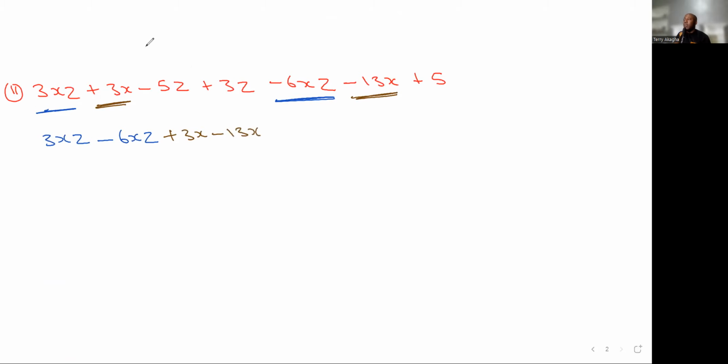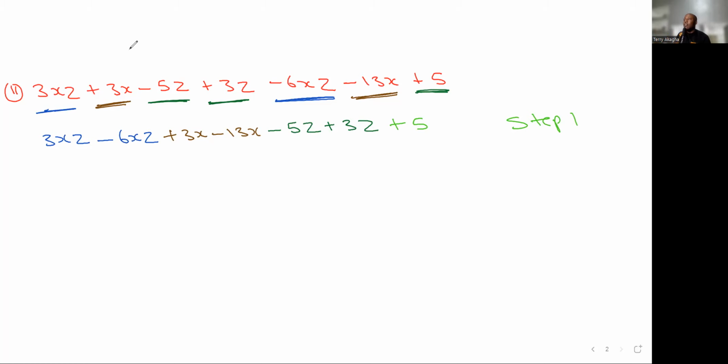Then we'll pick another one. Any similar one? Minus 5z. And any other one? Plus 3z. Now there is no other one, just this one, so you just write this value there. It's going to be plus 5. Remember, this is step 1. Step 1 said you collect like terms, or you collect similar variables. So now let's simplify this.